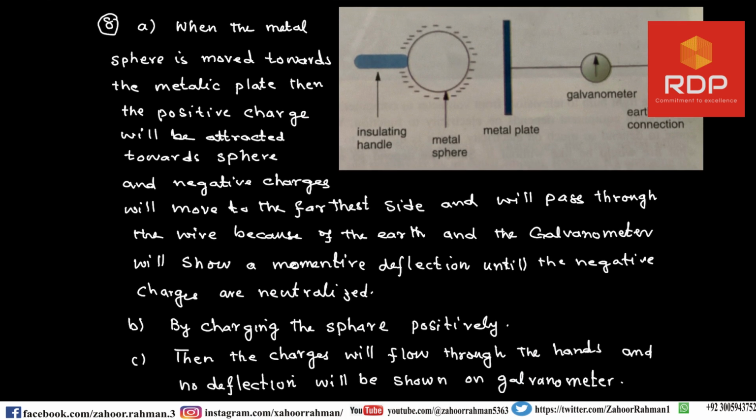Now let us turn our focus to question number 8. The diagram shows a negatively charged metal sphere held with an insulating handle. As you can see, there is a blue insulating handle and a sphere which is negatively charged. There is a metallic plate which is shown in black. That metallic plate is attached to the earth passing through a galvanometer.